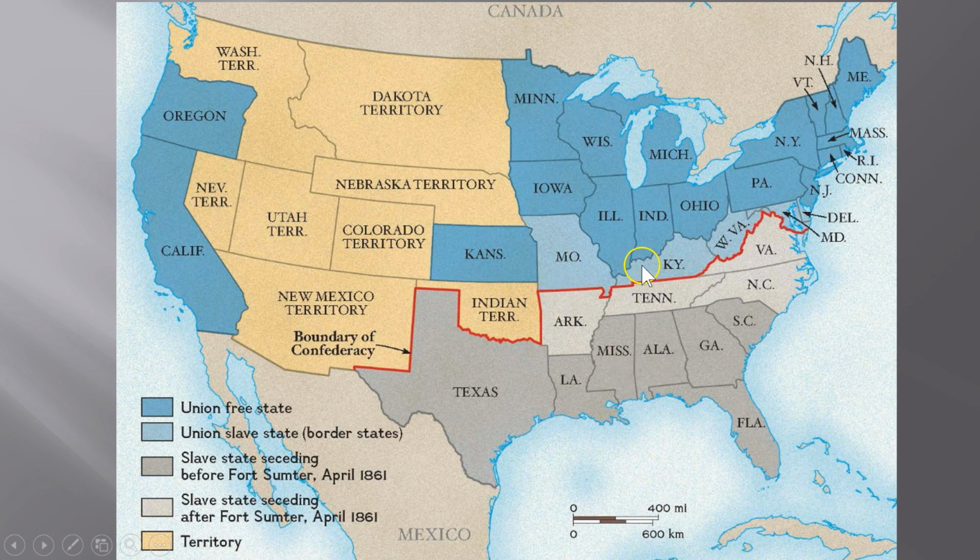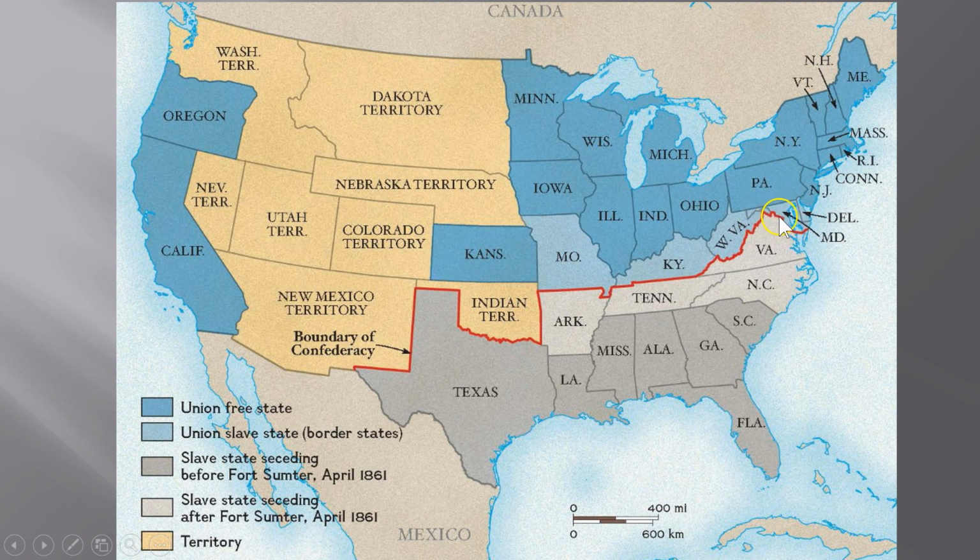These states, Missouri, Kentucky, Maryland, and Delaware, are known as border states. Border states were states that were part of the Union, but they still were states where slavery was legal. And in many cases, these states are pretty much just occupied territory by the Union at the start of the war.